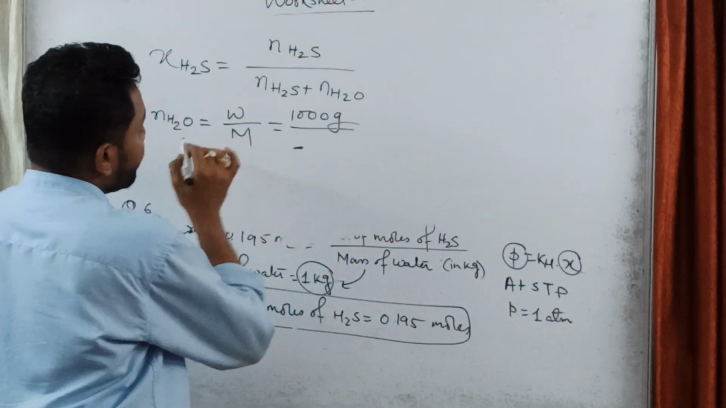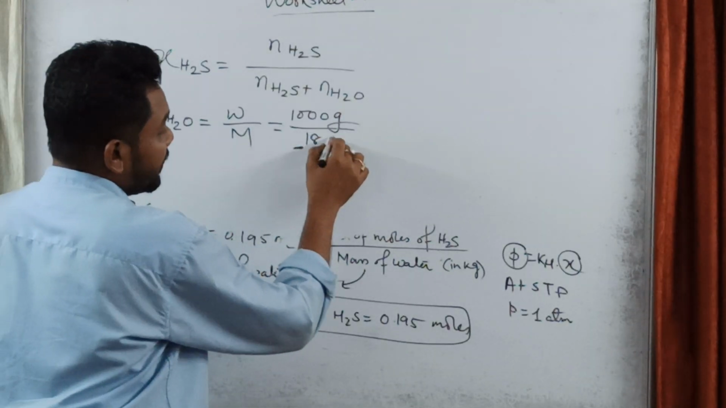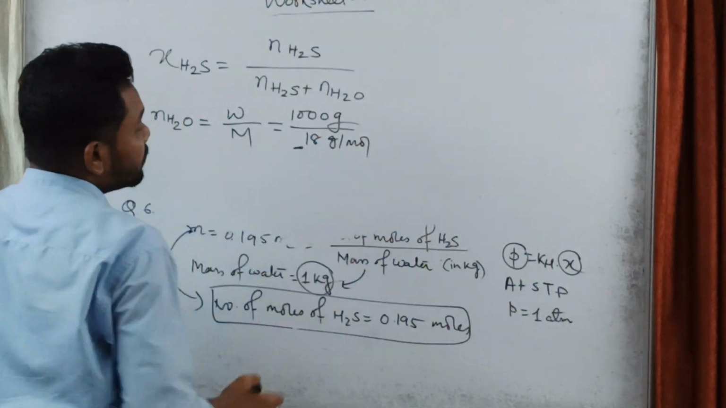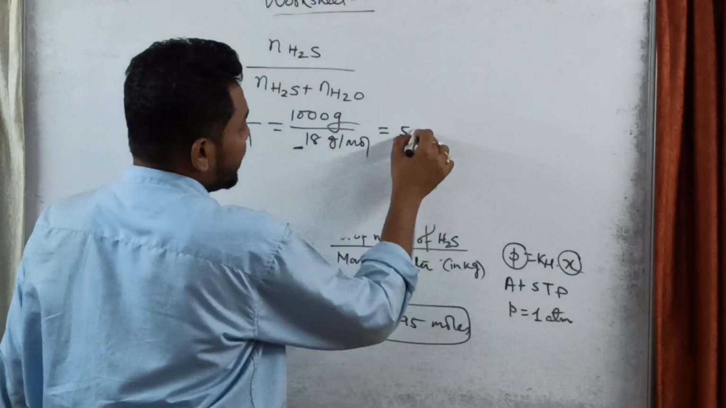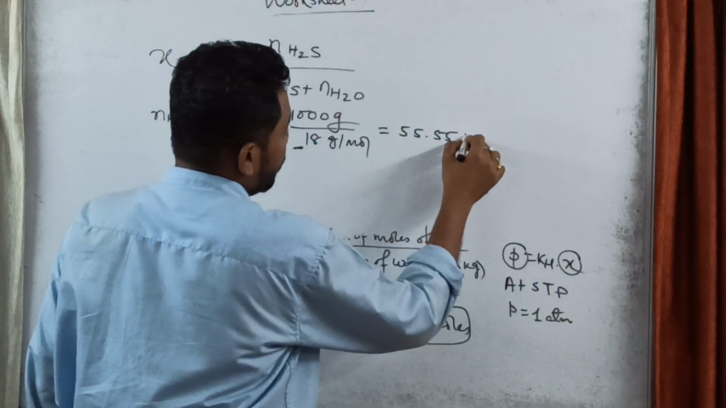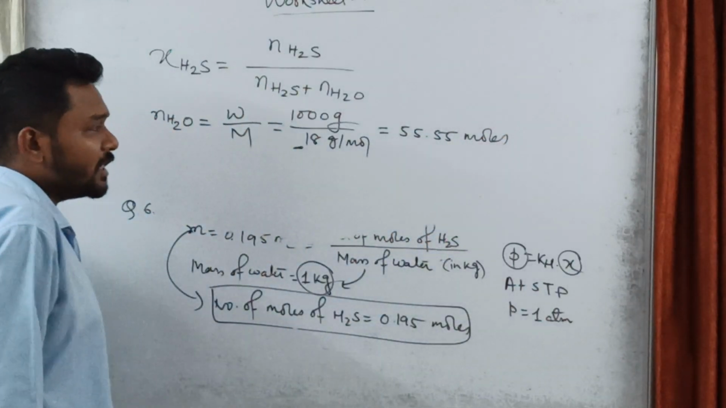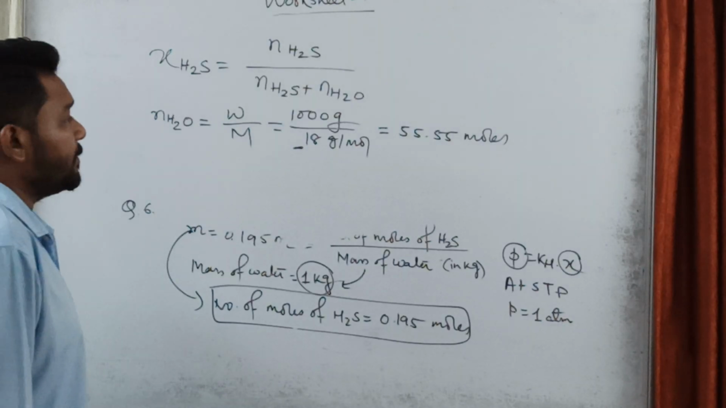And what is the molar mass of water? You all know that the molar mass of water is 18 gram per mole. So 1000 by 18, this value is coming out to be near about 55.5 moles. Always remember this value will be 55.55.